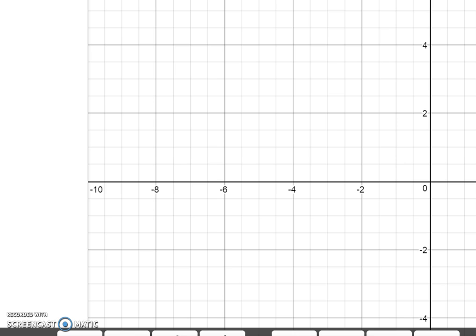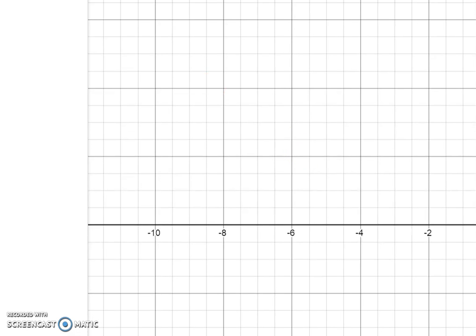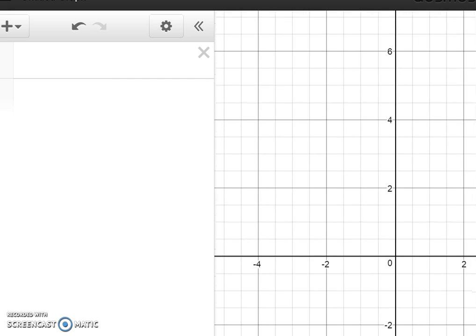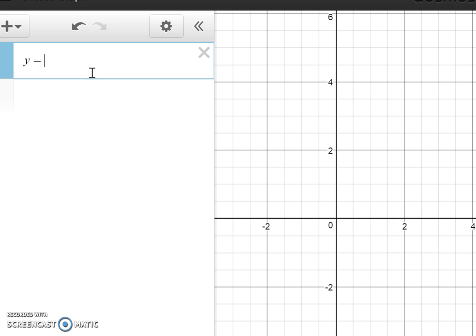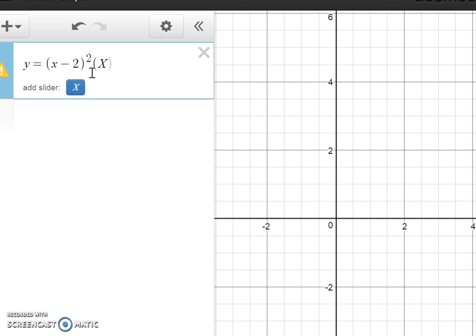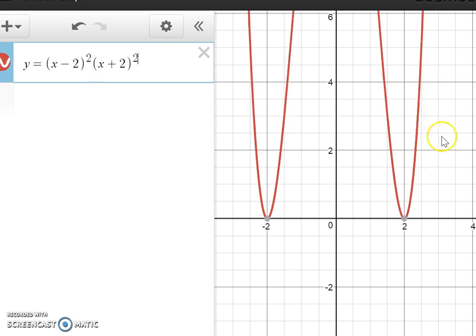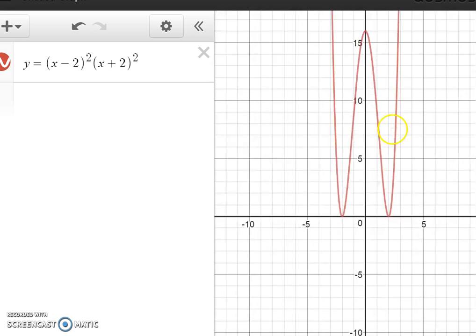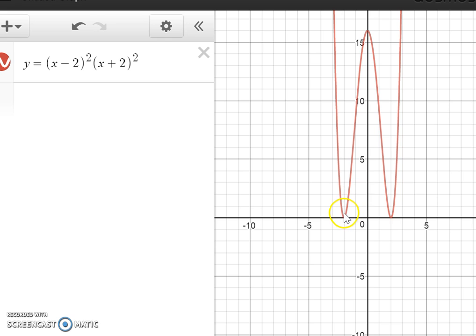Okay, so let's just look at some other quartics and see what they look like. Okay, so if I put y equals x minus 2 squared, that gives me like a quadratic, and then I times it by x plus 2 squared. You see what I get here? I get that sort of W shape, and it touches at negative 2 and positive 2.